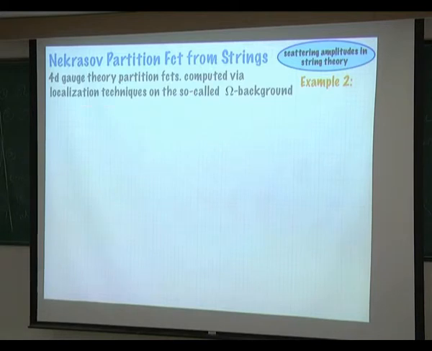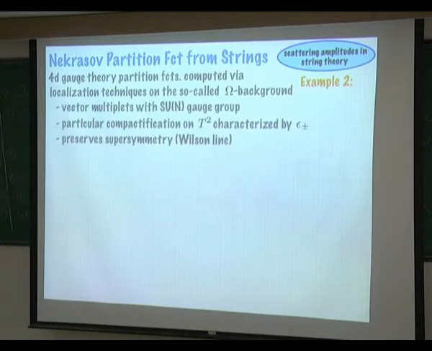You can calculate it, as I already said, using localization techniques on the so-called omega background. And that's a theory which propagates in 4 dimensions, a vector multiplet with an SU(N) gauge group. The omega background is a particular compactification on a torus characterized by 2 parameters, epsilon plus, epsilon minus, as I had them before. And the omega background is special in the sense that it also preserves supersymmetry. So this deformation is written in a very cunning way to preserve supersymmetry.